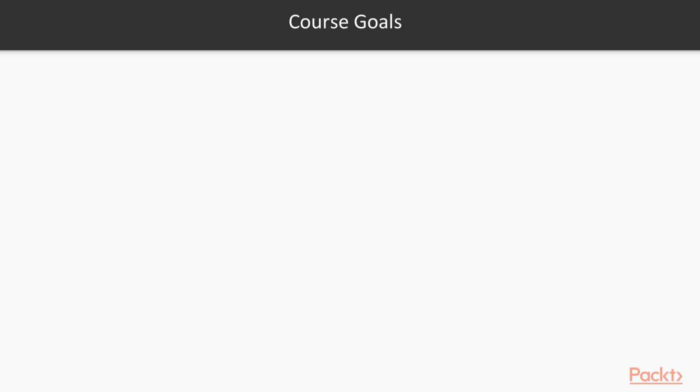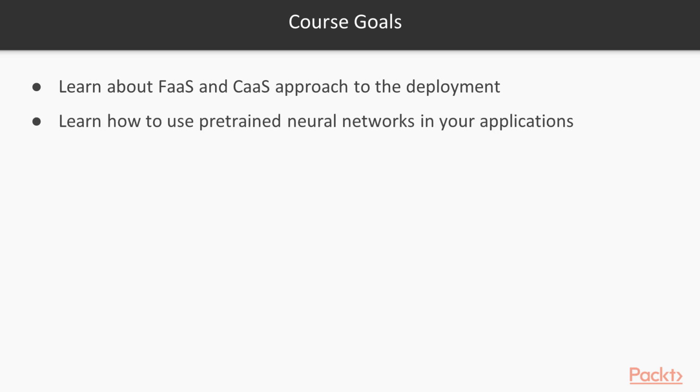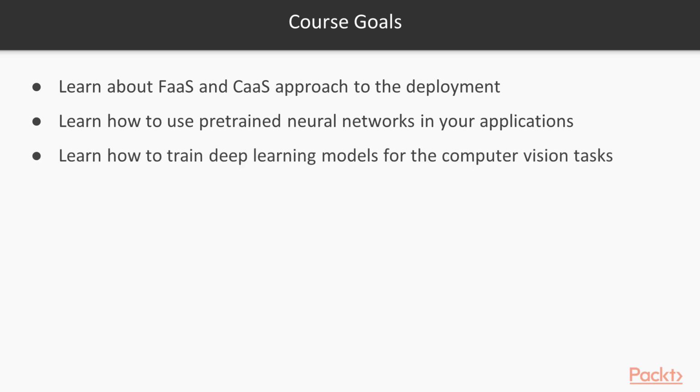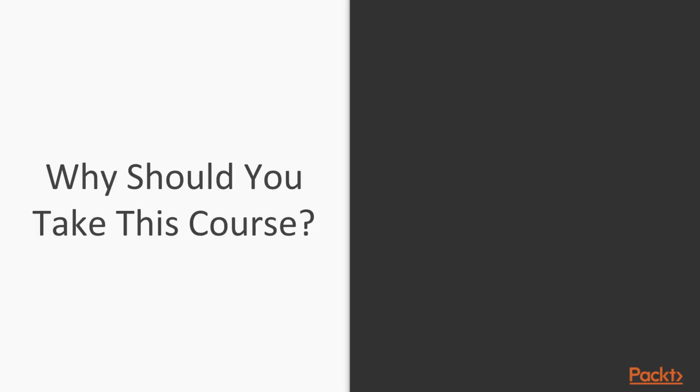There are the following goals for this course. Learn about functions as a service and containers as a service approaches, and if they can be applicable in your case. Learn how to use pre-trained neural networks in your application, where to find them and how to integrate them. Learn how to architect and train deep learning models for computer vision tasks. Learn how to architect deep learning applications and what cloud patterns can be useful for your backend. Deploy several deep learning applications and become familiar with AWS services which are used by established companies for real production workloads.